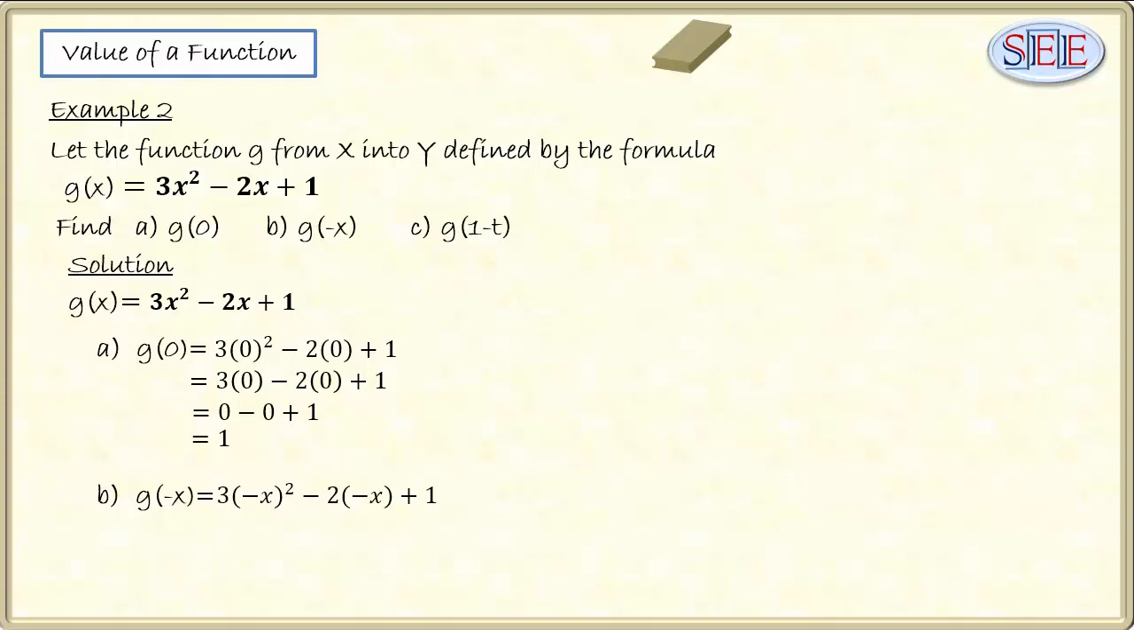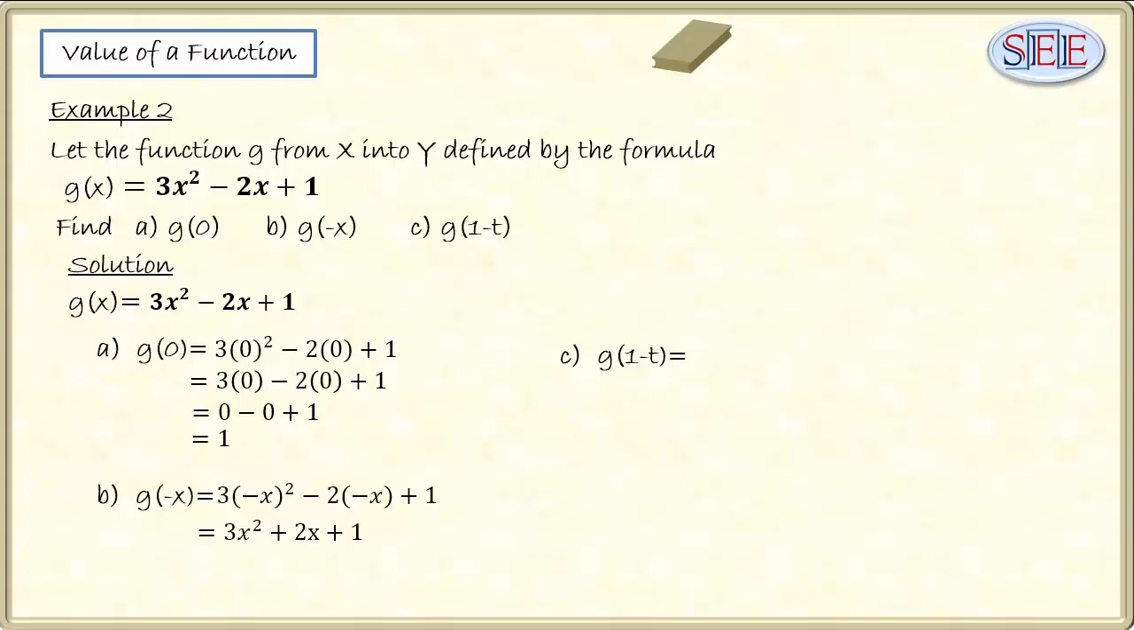And simplifying this correctly, minus x squared is simply positive x squared, and minus 2 times minus x, the answer is plus 2x. So I will now have finally 3x squared plus 2x plus 1. This expression is the value of the function at x equals to minus x. I can now continue to question number C.